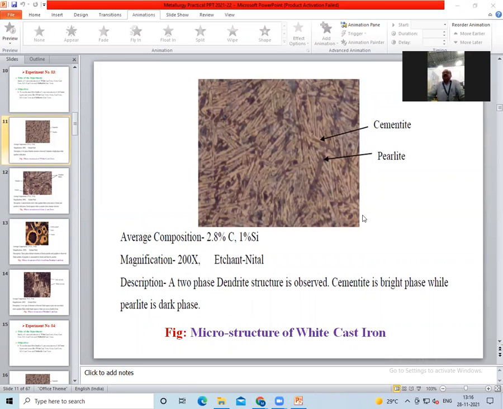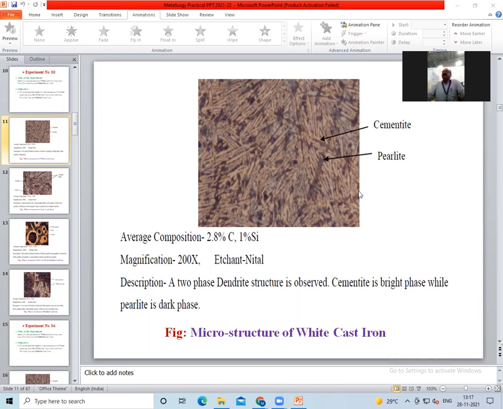Now see the microstructure of the white cast iron. So here cementite and perlite are there. The average composition is carbon 2.8%, 1% silicon. Perlite you will have to see in the dark phase. These are the dark phases. This is the perlite. Dark phases are there, perlite is there.